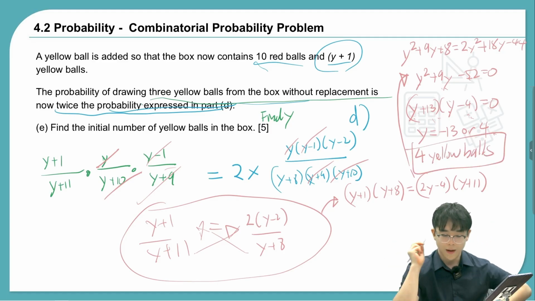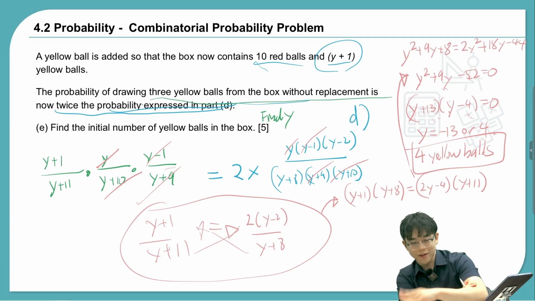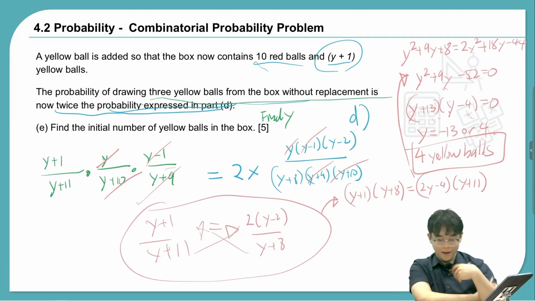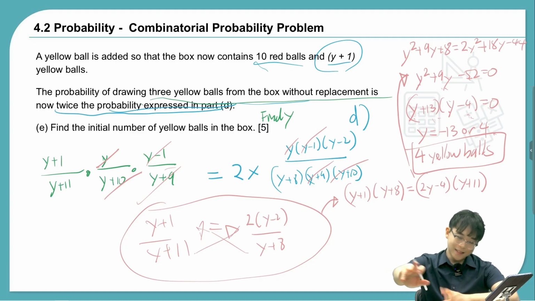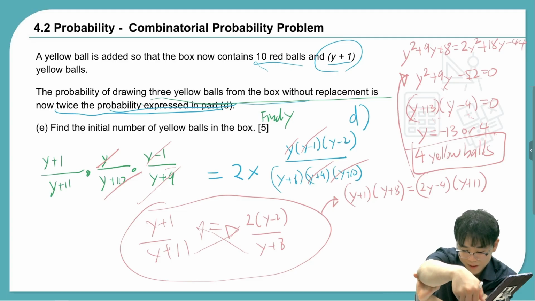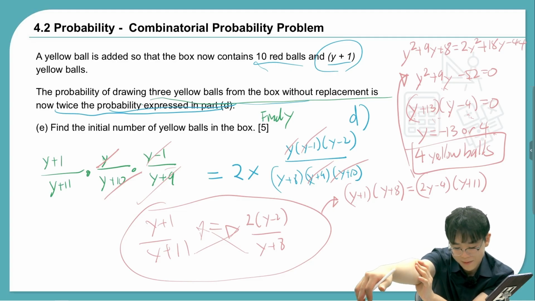Okay, so it keeps on testing your ability to comprehend the situation, like the different conditions of independence or replacing versus not replacing. And I think this tests your algebraic skills to the limit. So always be clear to do the best practice of simplifying before multiplying.